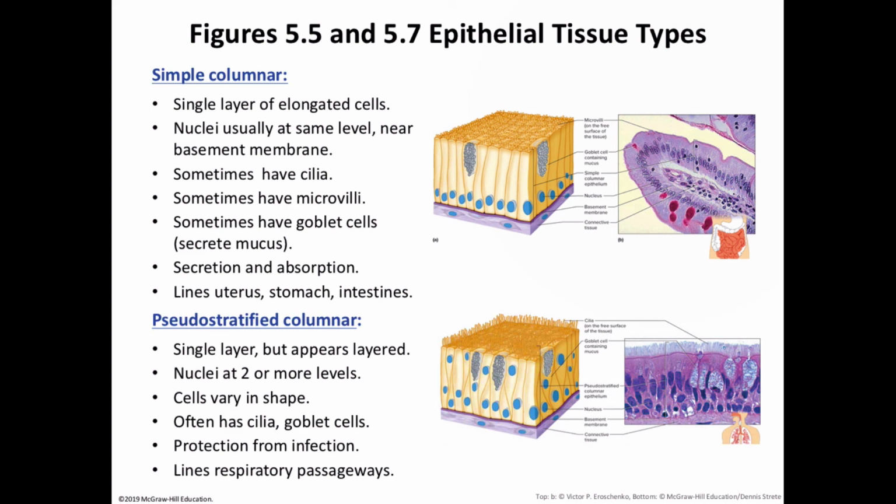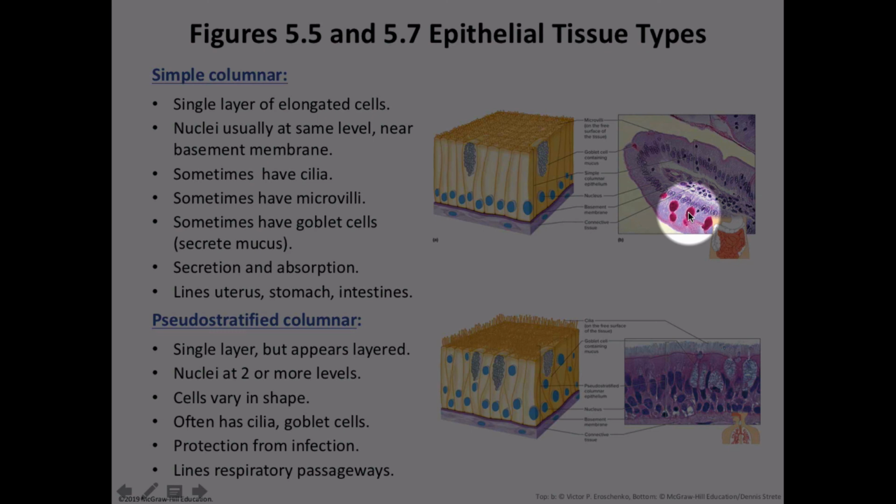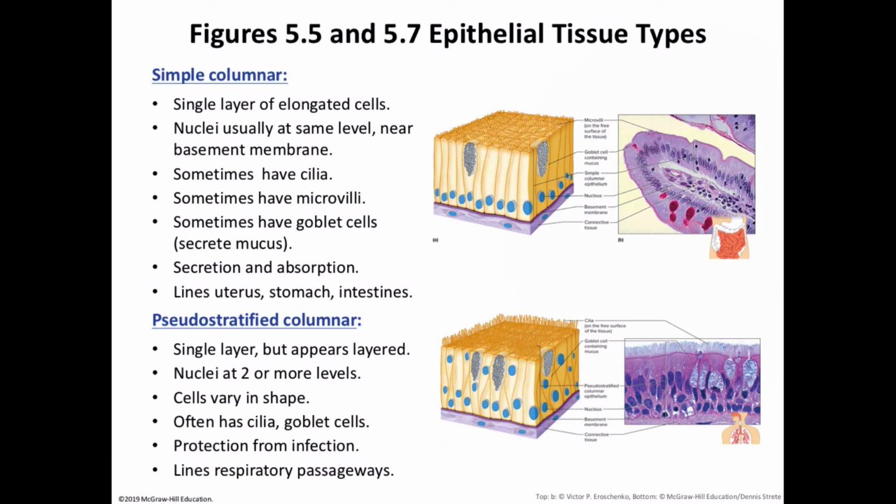So those pink cells shown here are what are known as goblet cells. Those goblet cells secrete mucus, and the mucus is secreted to protect. So they protect as the foodstuff does indeed move through the digestive tract.